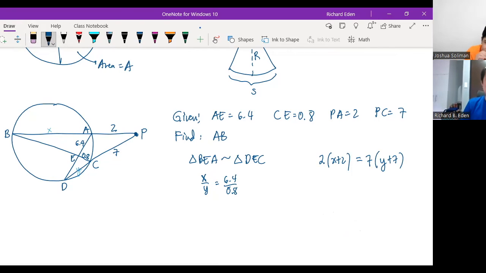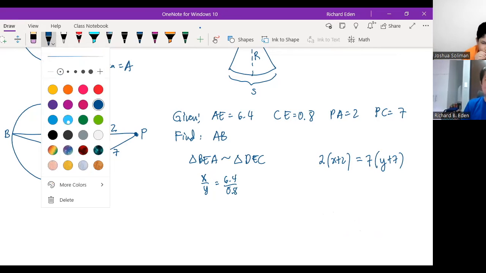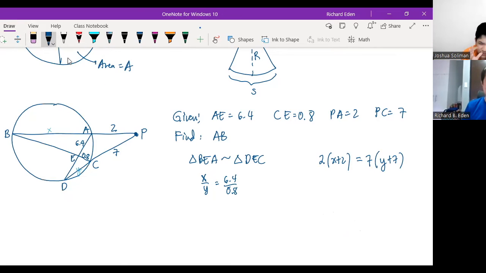But now we have a system of two equations. 6.4y is equal to 0.8x, so y is equal to x over 8. Then you can put that in here and solve for x. Where's the calculator?